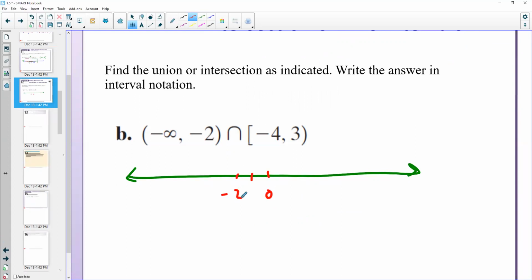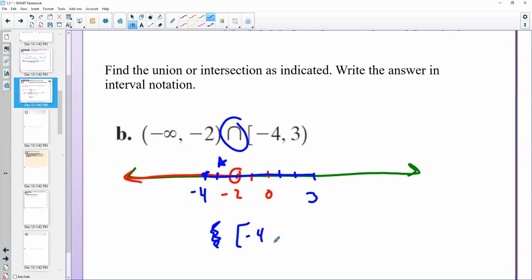From negative 2 to negative infinity, negative 2 not included. From negative 4 included to 3. What I want in this case for "and" is this little tiny bit of overlap. So the overlap goes from a hard bracket at negative 4 all the way up to negative 2. And that's it. There's only a tiny little bit of overlap there.